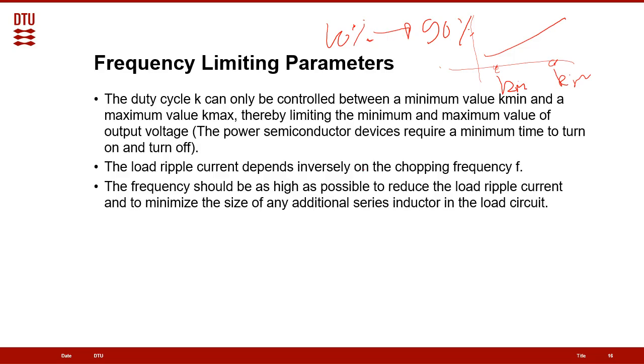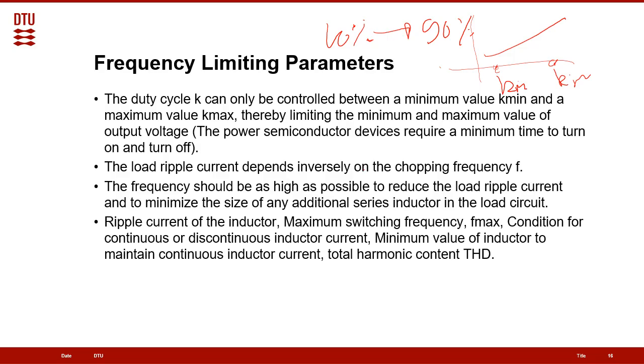But on the other hand, increasing the frequency will increase the switching losses in the switches. So what is actually the most important thing is that we have the ripple current, we have the maximum switching frequency, we have to satisfy the condition for continuous operation, and also the minimum value for the inductor to achieve this. And also it's very important that we minimize the total harmonic distortion.